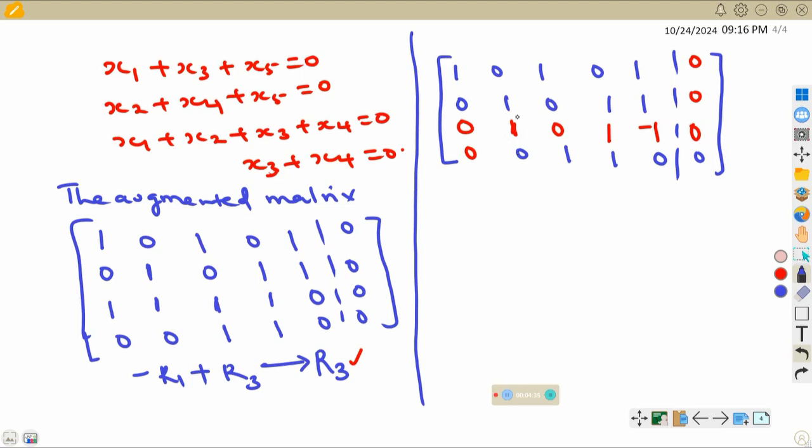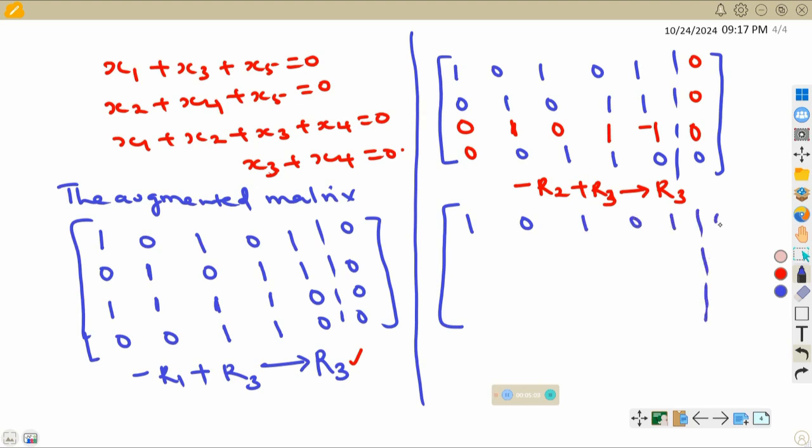Next, we can now eliminate this because we want the reading value to be 1. So let us also eliminate 1 here. We shall use row 2. So that is negative row 2 plus row 1, and row 3 plus row 3 to give us row 3. When we do that, we shall also have 1, 0, 1, 0, 1. This is 0. We shall still have 0. This is 1, 0, 1, 1.